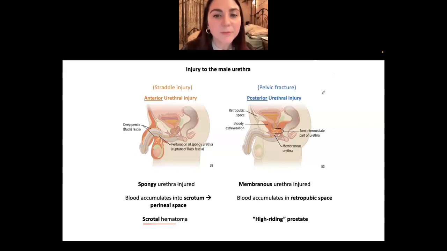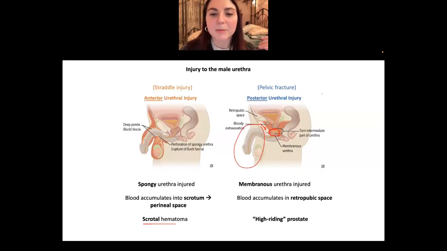Versus something like a pelvic fracture, which is going to be a very, very high speed car accident. It pushes this pelvic bone down. And remember, what was right behind the pubic bone that we talked about? It was the membranous portion of the urethra. Boom, just severs it. So you're not really getting much happening up here.